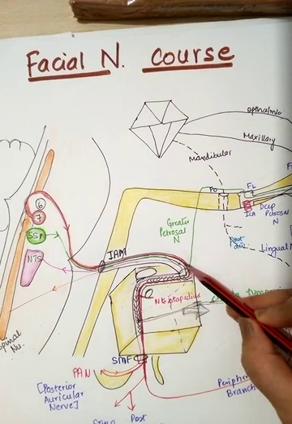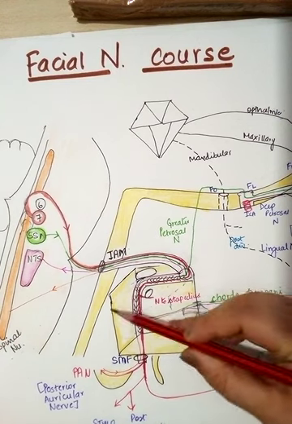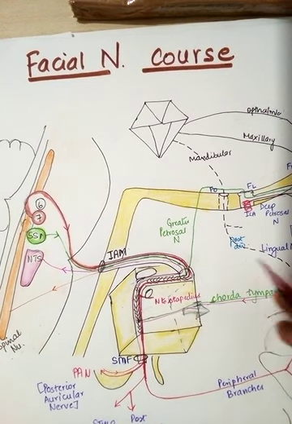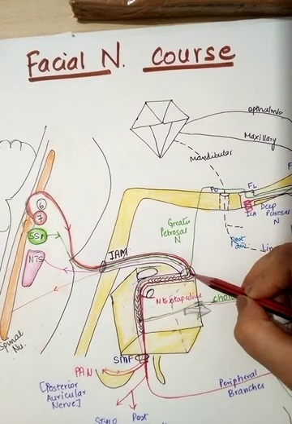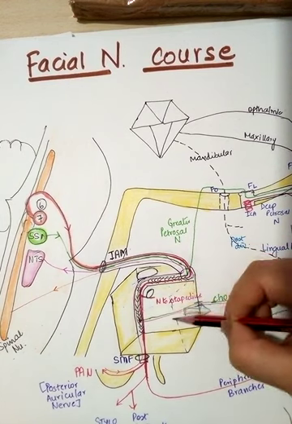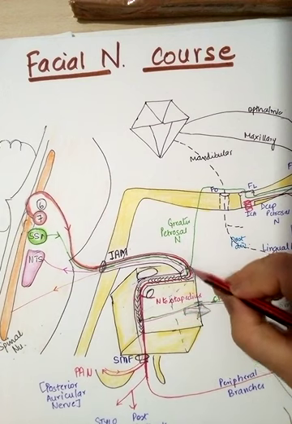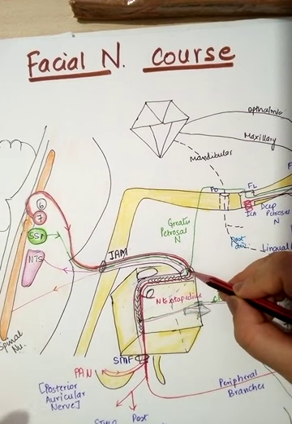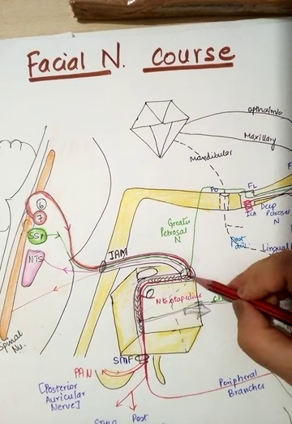They go forwards and then enter the middle ear cavity. This cube is the middle ear cavity. They take a sharp turn and then go horizontally backwards in the medial wall of the middle ear, forming this bend called genu. So here geniculate ganglion also is present.